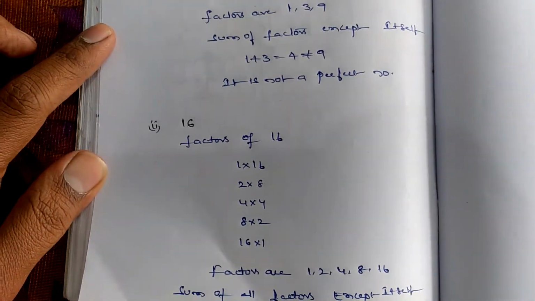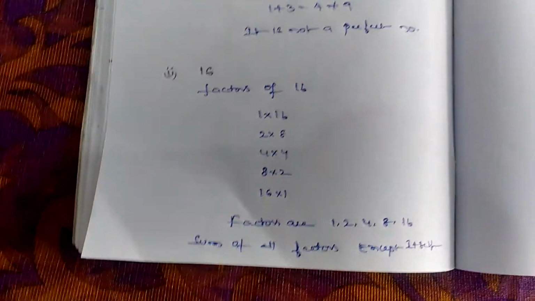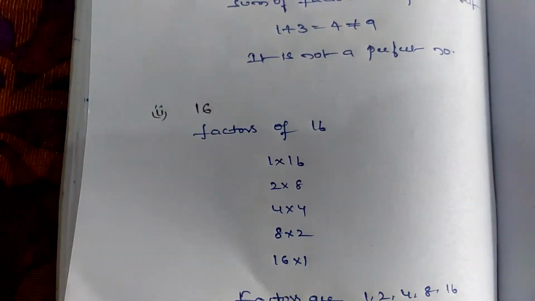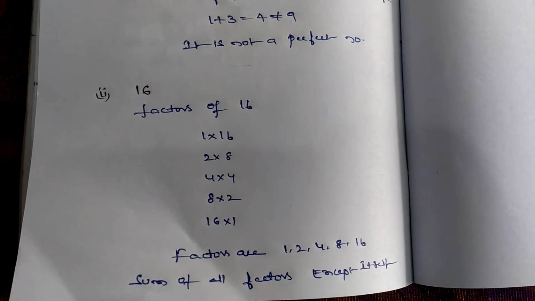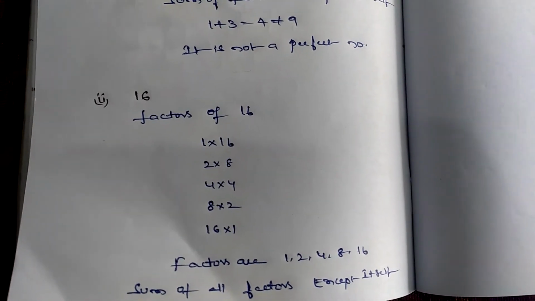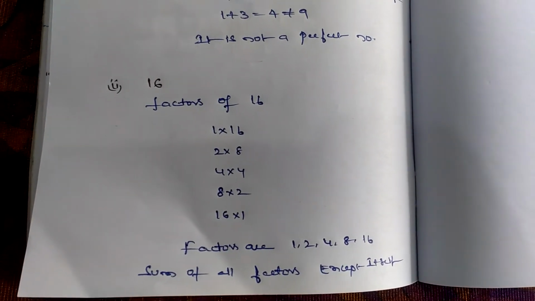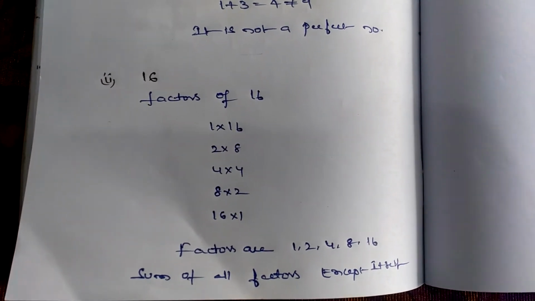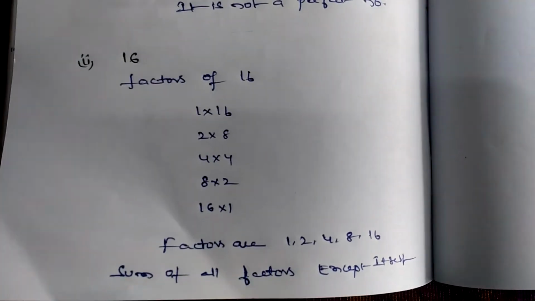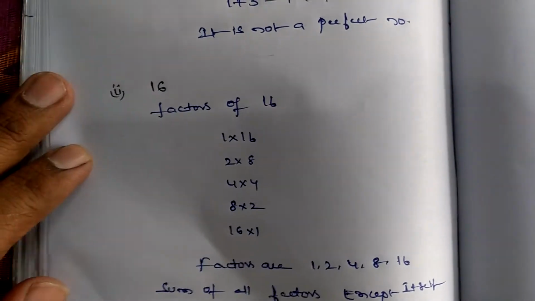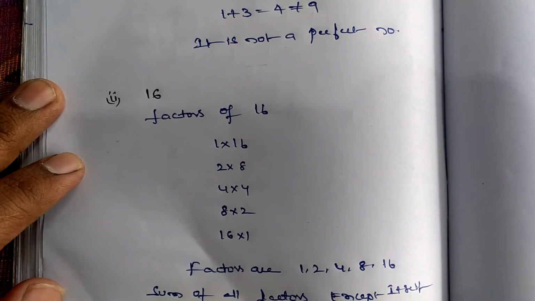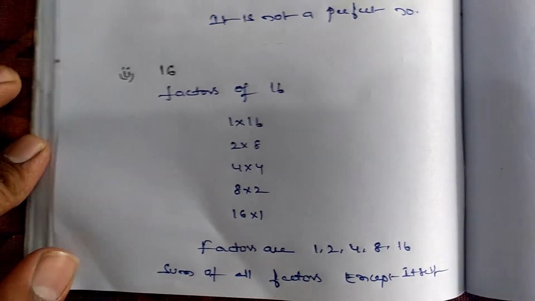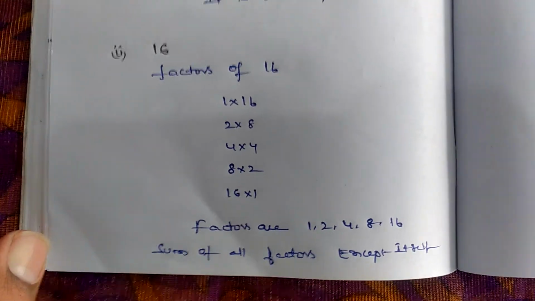See another example also. I have taken 16 here. Take the factors of 16. So let's see with another example, guys. I have taken 16. Let's see whether 16 is a perfect number or not. First, we have to take the factors of the number. Take the factors of 16 here. It will go in the 1 table, 2 table, 4 table, 8 table and 16 table.